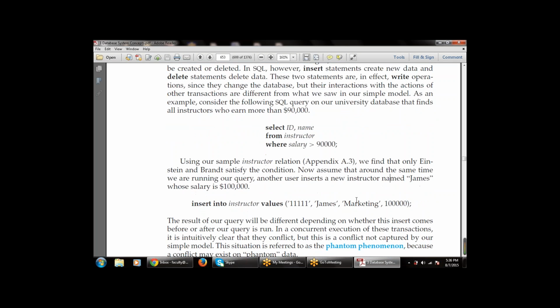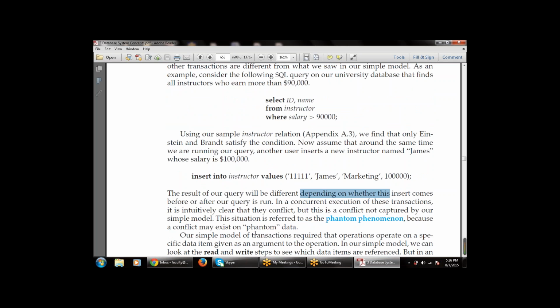The results of our query will be different depending on whether this insert comes before or after the query is sent. So this is one of the important tasks. Before executing the query, if the new name is added, the output will be displayed with the new name also. But if the name is added after the query is executed, there will be a conflict, that is, the name will not be available in the output. This situation is referred to as the phantom phenomenon because the conflict may exist on phantom data.